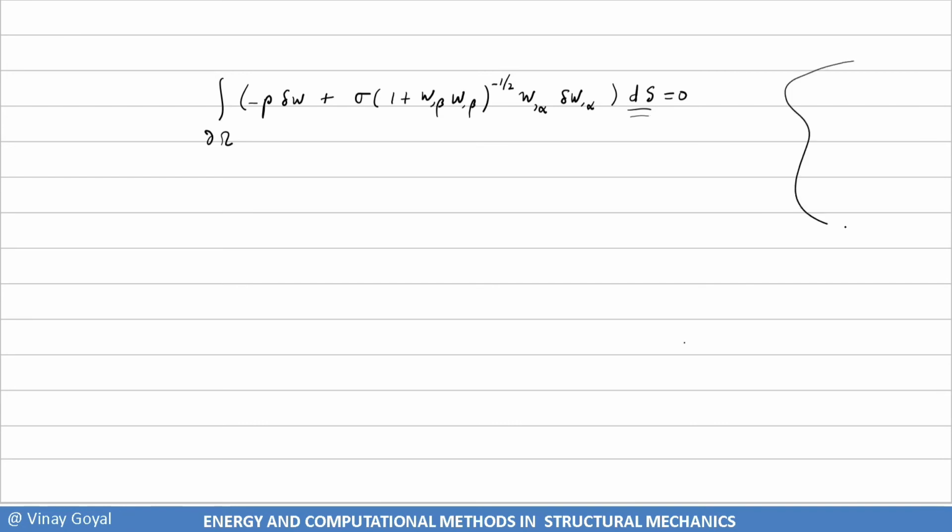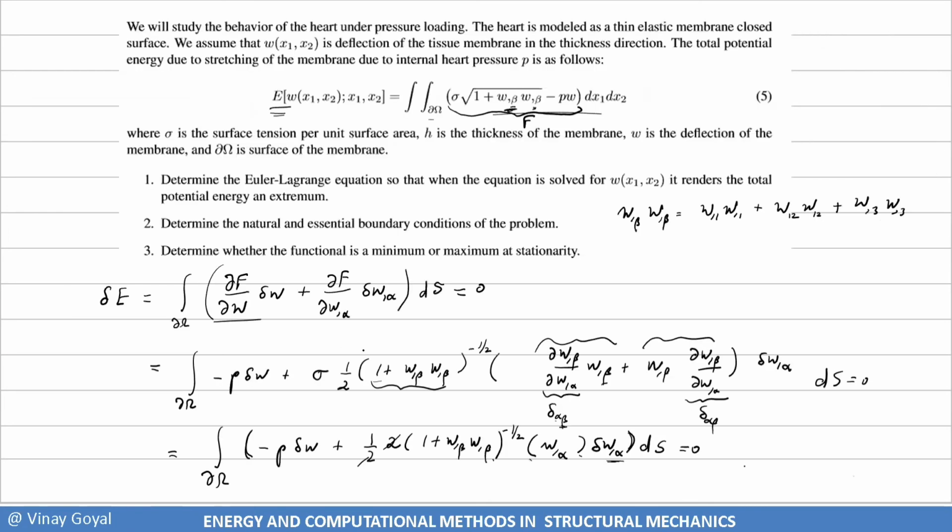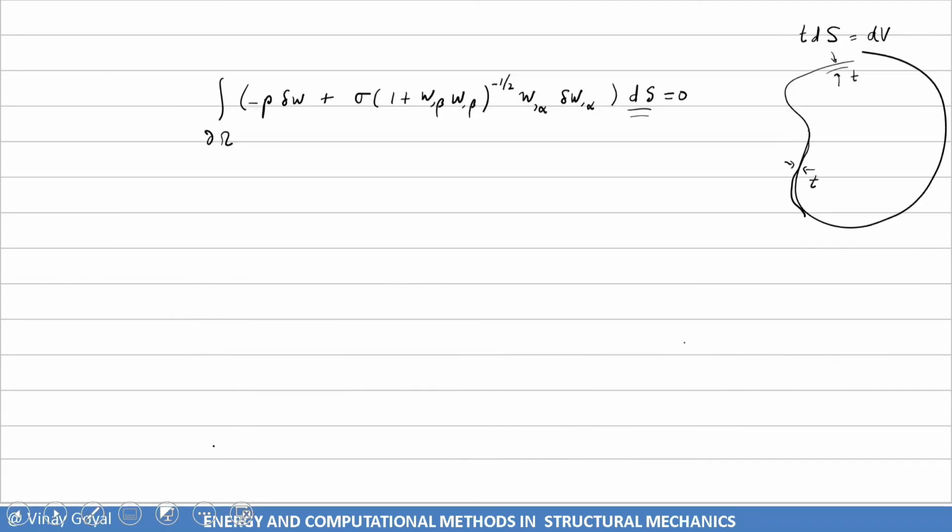So you can imagine the heart, and the heart has a thickness there, T. So this volume is really dV, which is T times ds. So the surface of this whole thing, and then the thickness is T. In the original problem statement, they should have put a T here for thickness of the membrane, and that way it's obvious that we're talking about a membrane there. So this is like T volume, basically.